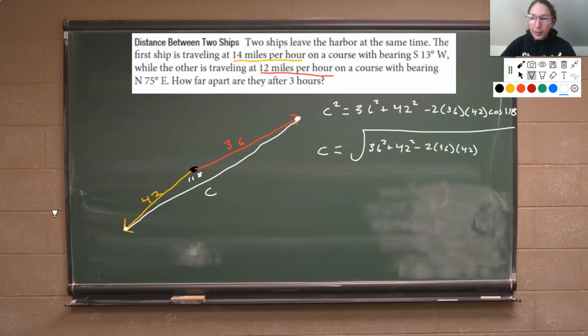36, 42, cosine of 118. So let's see what c equals. It looks like we're using two significant digits, so we're going to round to the nearest whole number. And so square root of 36 squared plus 42 squared minus 2 times 36 times 42 times cosine of 118, close parentheses, very important. We get 66.9, but we're rounding to nearest whole number because I'm looking at my other significant digits in my problem. So I'm going to round this out to 67, and the units are miles.